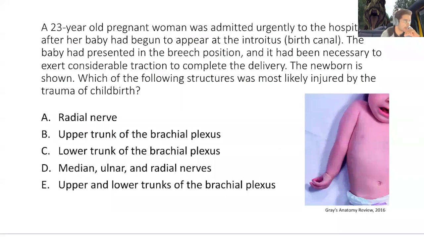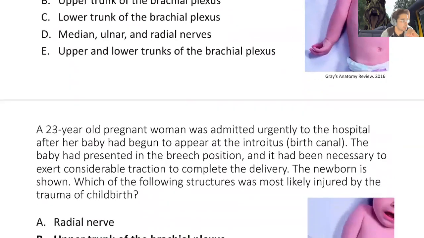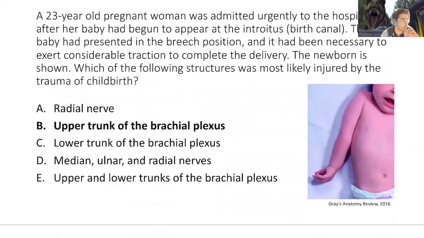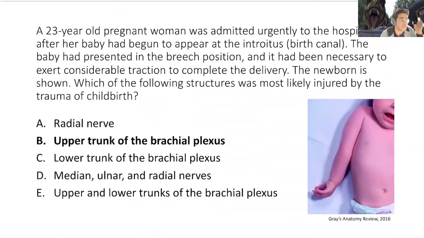All righty, exactly. Now, what is this presentation, guys? What does this kid have? There you go, Erb's palsy. Nicely done. You guys are diagnosing patients as they're coming in. This is actually a real life situation.